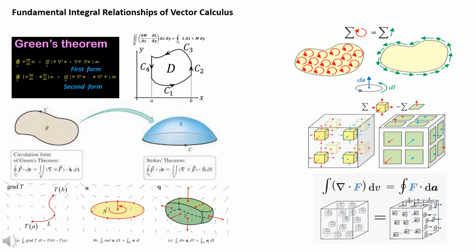Green's theorem is a general theorem in vector calculus that relates a line integral around a simple closed curve to a double integral over the region enclosed by the curve. This theorem has two forms.